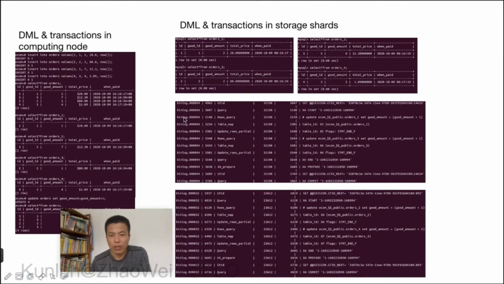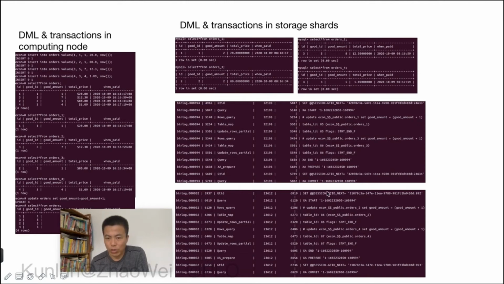And then let's see the DML transactions in storage shards. First, there are 4 rows in each, one in each tablet. And you can see in the bin logs in each of the shards, the update auto-commit state transaction is executed as a 2-phase commit global transaction.